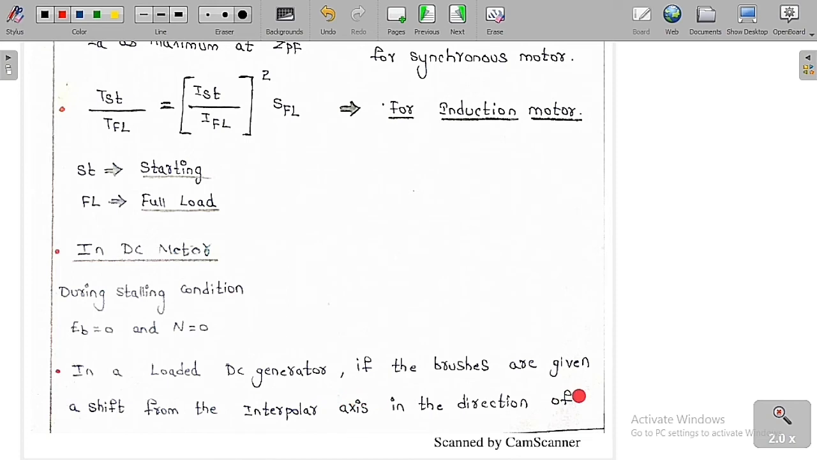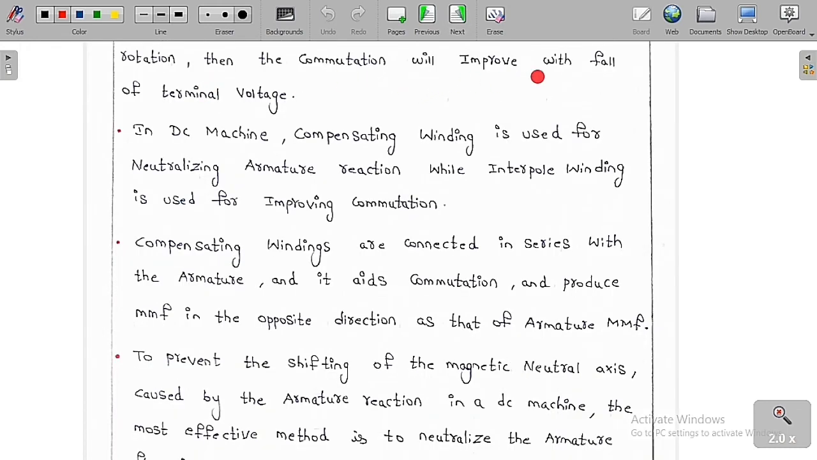Loaded DC generator: if the brushes are given a shift from the interpolar axis in the direction of rotation, then the commutation will improve with a fall of terminal voltage. I have already told you this is a very important reason. Whenever you shift the brushes in the direction of rotation, yes, commutation is improving, but one thing is that further demagnetization is going to be present. Whenever there is further demagnetization, the flux will decrease. Whenever the resultant flux decreases, EG decreases. Whenever EG decreases, definitely the terminal voltage is also going to decrease. So this is a very important point that you always have to remember.